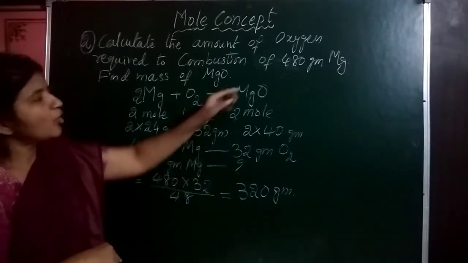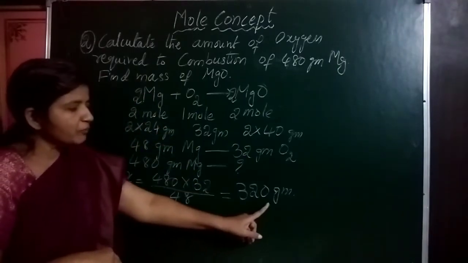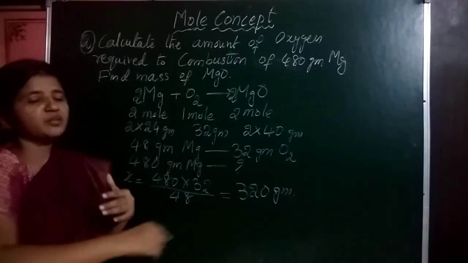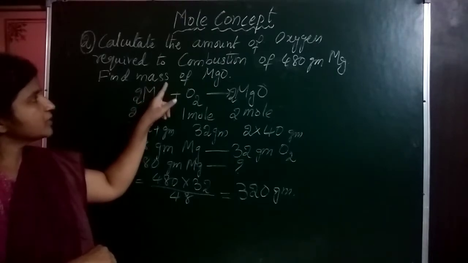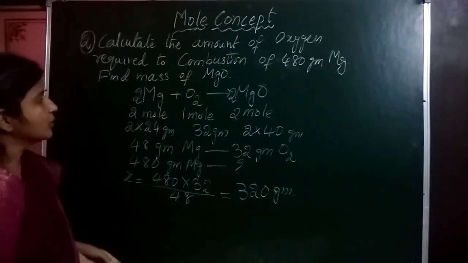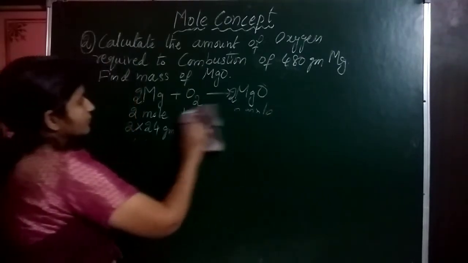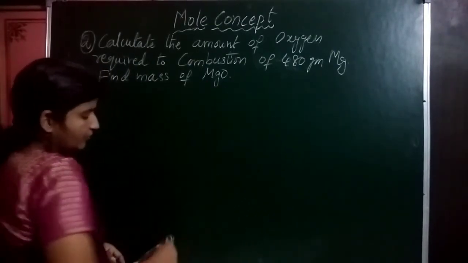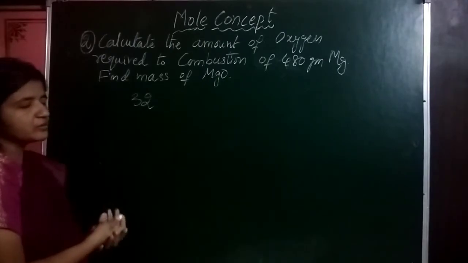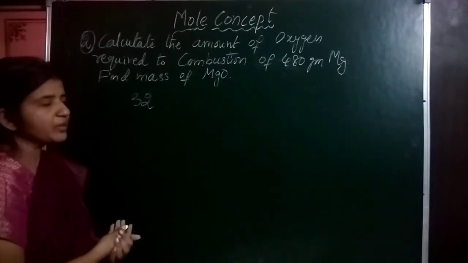But coming to the sum, how much magnesium is used? 480 grams. For that, how much oxygen is required? 320 grams. In that case, how much magnesium oxide is produced? That's why we have to calculate the magnesium oxide mass also. For that, here 320 grams of oxygen is used to consume the 480 grams of magnesium.